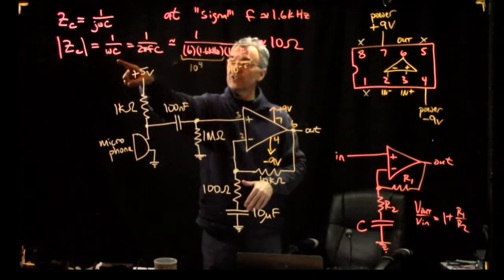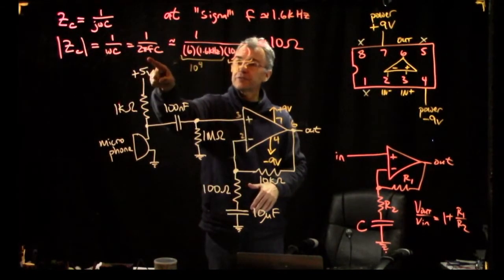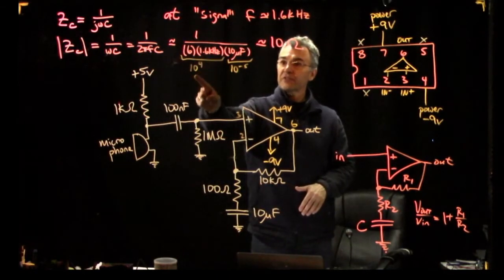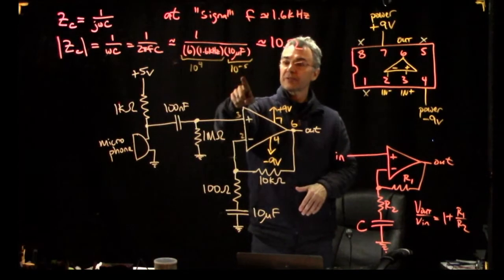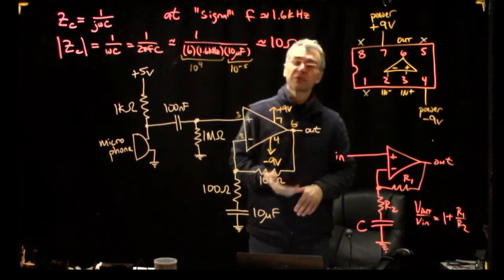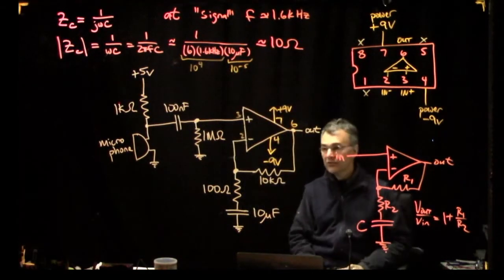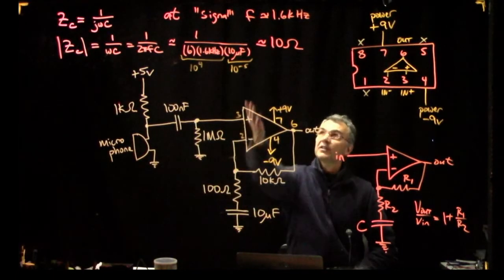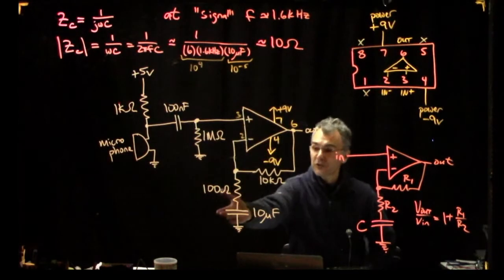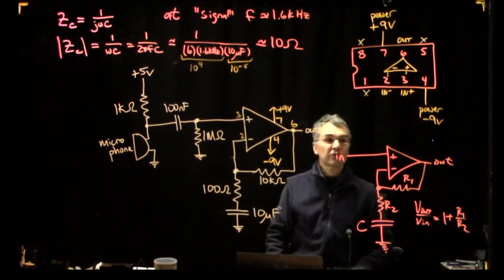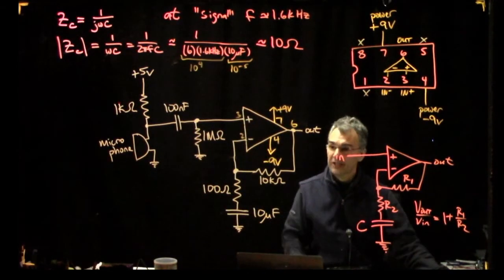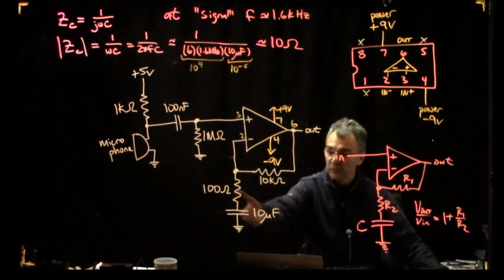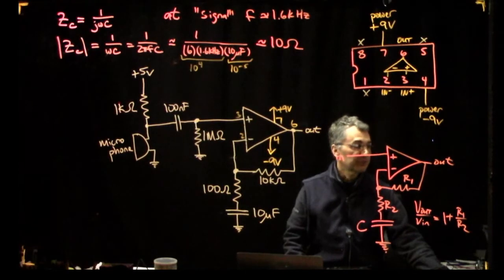1 over omega C, so omega is 2 pi f, so 2 pi is like 6, and then 1.6 kilohertz, that's like 10 kilohertz, 10 to the 4, that's like 10 microfarads, 10 to the minus 5. So you put it together, you get 10 ohms. So 10 ohms is quite small compared to this 100 ohms. So you can see that by the time you're at 1.6 kilohertz, the presence of this capacitor basically doesn't make any difference. And that's what we want. We want that at the audio frequencies of interest, the presence of this capacitor is as if it were just a wire. So that's pretty good.